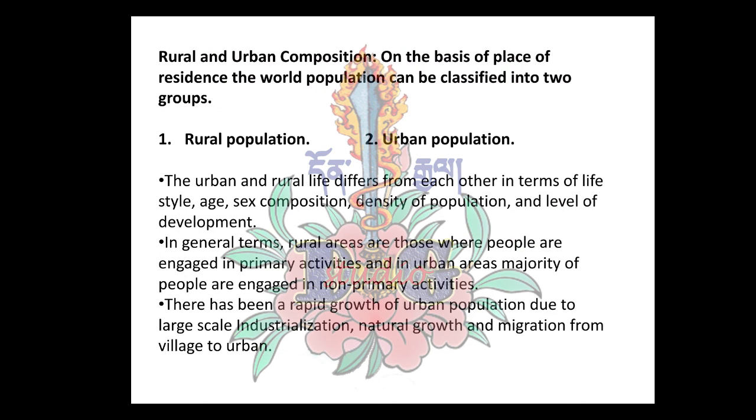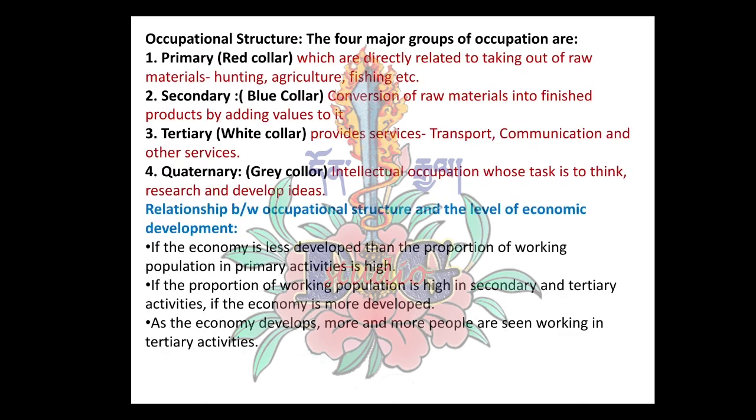Then the fourth one is occupation structure or occupation composition. Based on the occupation of the people of a particular country, we can divide the population into four main groups: primary workers, secondary workers, tertiary workers, and quaternary workers. Thank you.